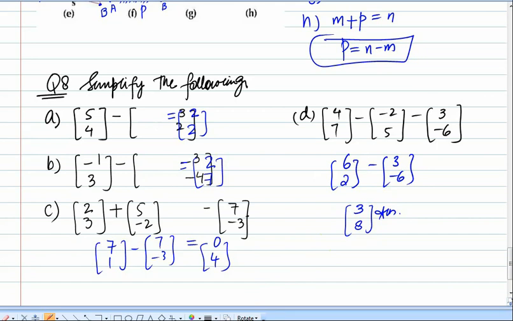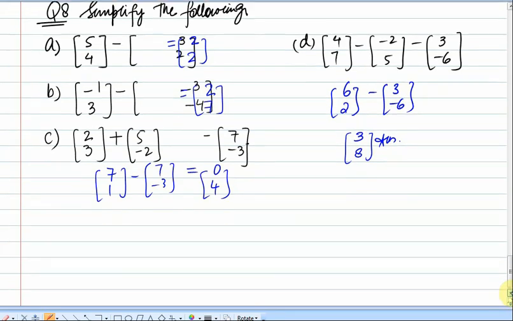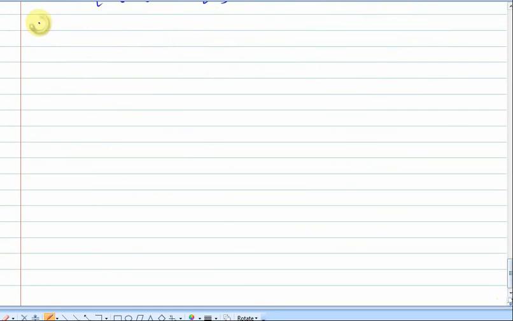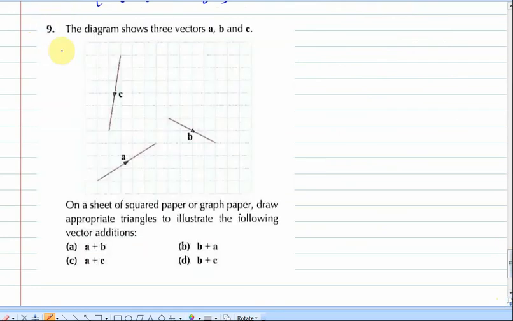After that, question number 9. Now question number 9 is very important for the concept of addition of vectors on your grid. You can see question number 9 on your screen. The diagram shows 3 vectors A, B, and C.